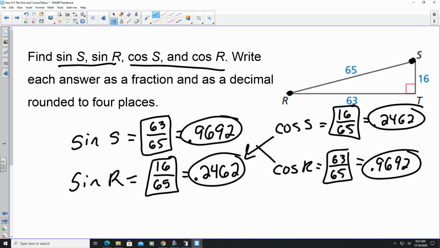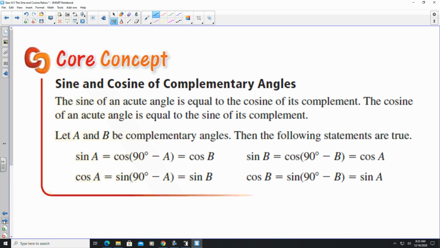If you did notice, the sine of S and the cosine of R were the same. The same goes for cosine of S and sine of R; they're also the same ratio. There is a concept with that: the sine and cosine of complementary angles. You can rewrite the sine of something with respect to cosine. The sine of A is equal to the cosine of B, and the cosine of A is the same as the sine of B.